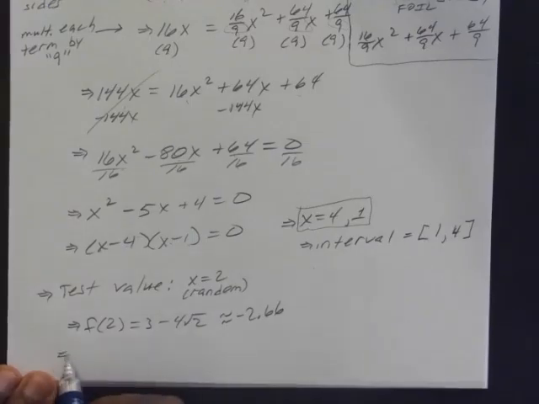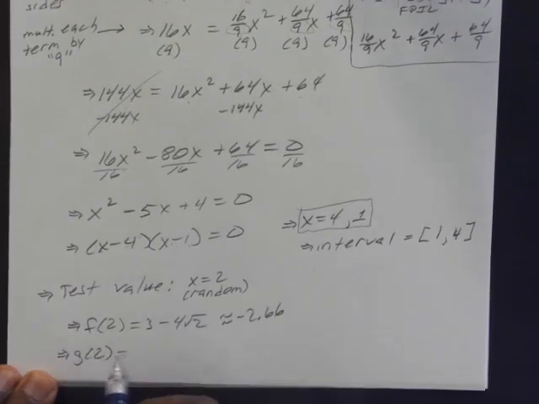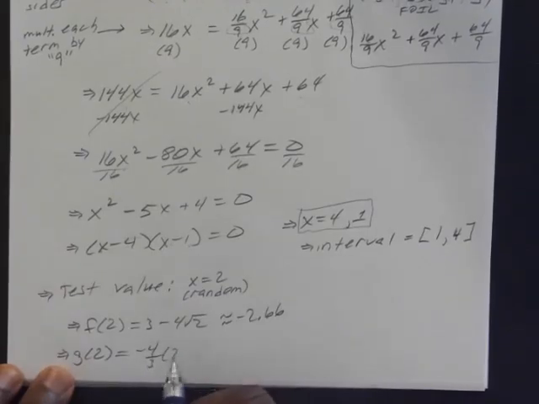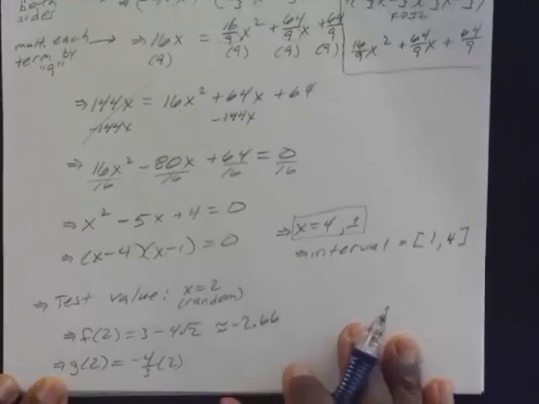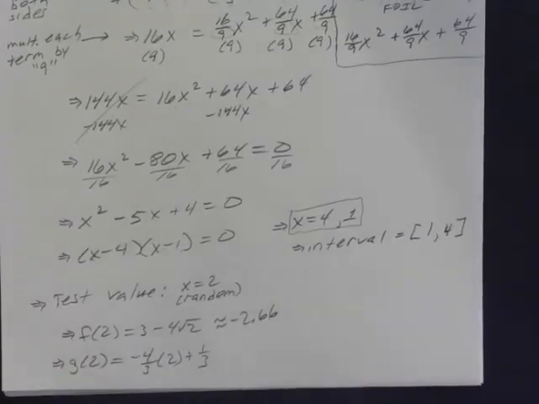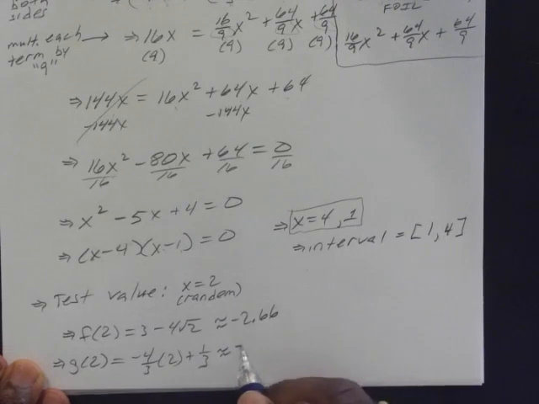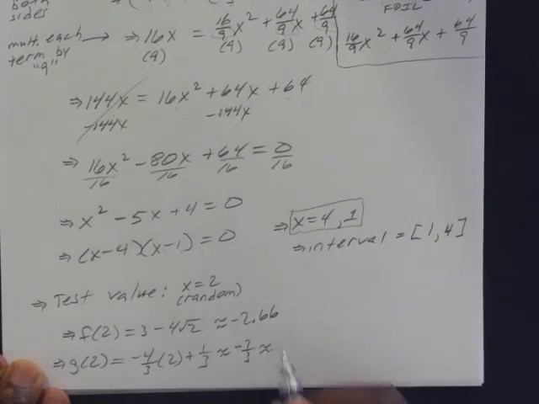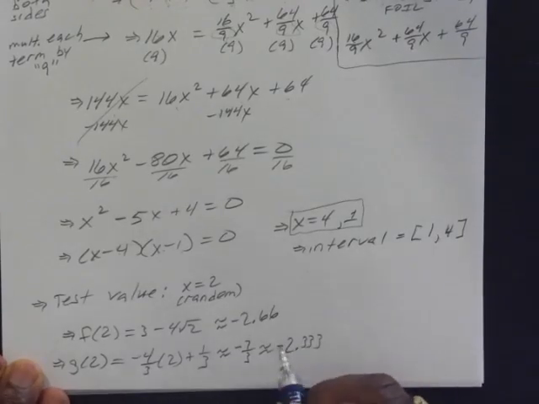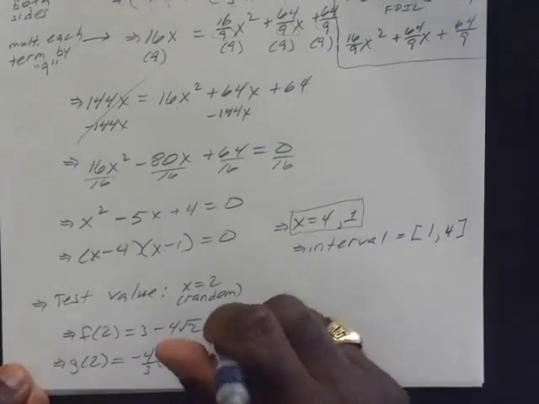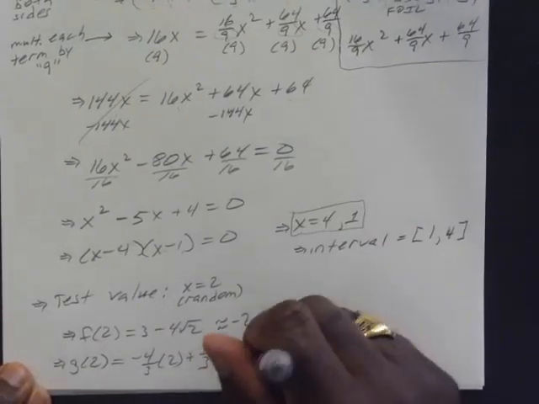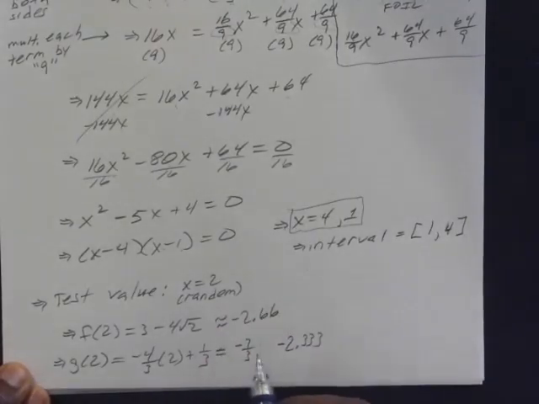Now we do the same thing for our g of 2. That's negative 4/3 times 2 plus 1/3. And if you plug that into your calculator, you will get about, actually you can solve it by hand and get negative 7/3. But that simplifies to about negative 2.33. All right, well, it equals this, and it's approximately equal to that decimal. Let me clean that up a little bit. There we go.